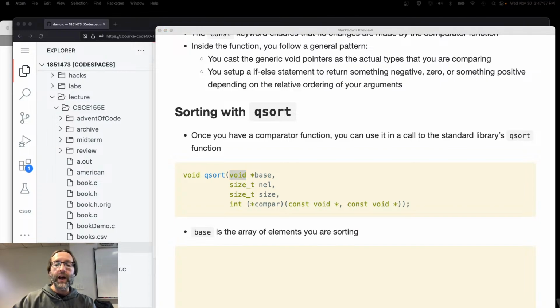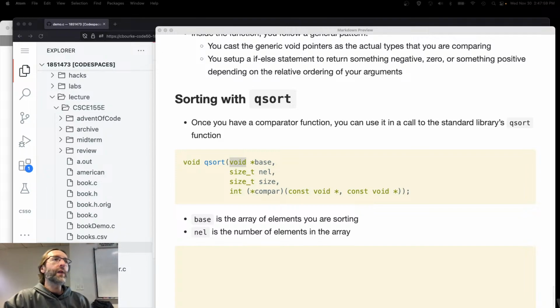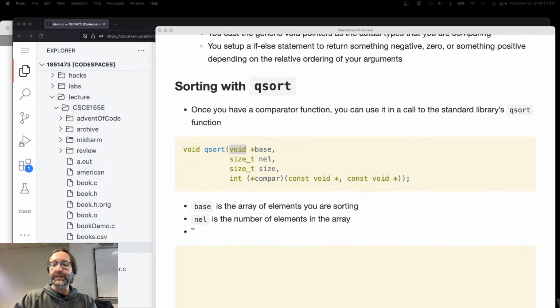NEL is the number of elements in the array. We had to do that with our own selection sort too, right? Anytime that you're passing an array to a function, you also need to tell the function how big the array is. But what about those other things? What about size? Size is the number of bytes that each element takes in the array.